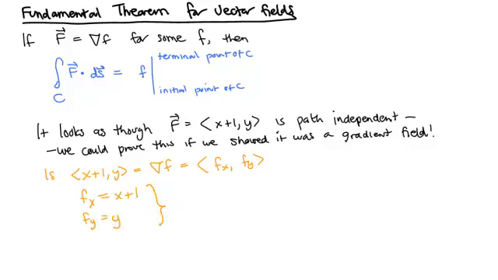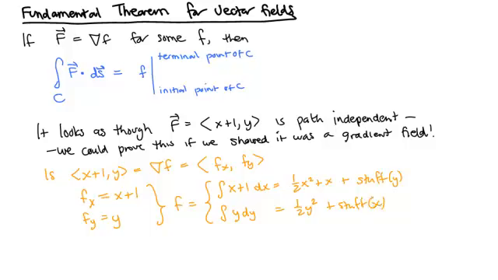So let's see if we can figure out what f would have to be. On the one hand, if we integrate the expression x plus 1 with respect to x, we're going to get 1/2 x squared plus x, plus anything involving the variable y, which would have disappeared in the partial derivative. On the other hand, if we integrate y with respect to y, we're going to get 1/2 y squared, plus anything that involves x.